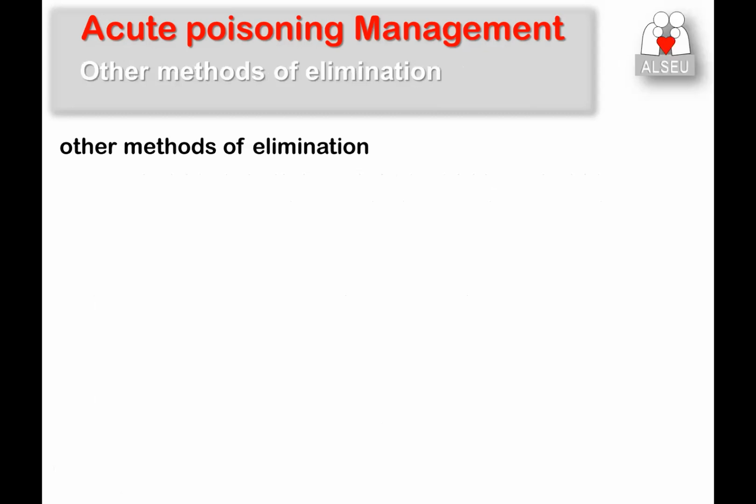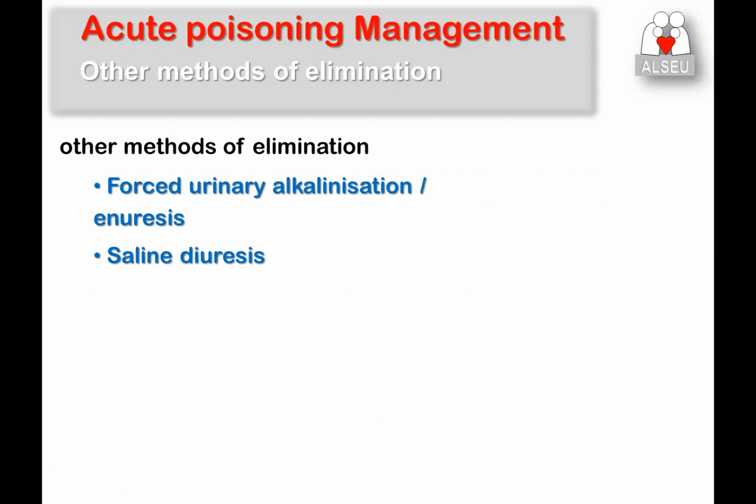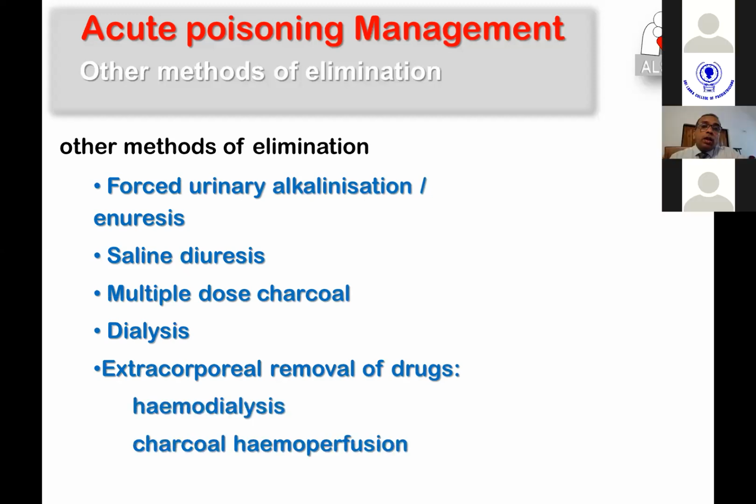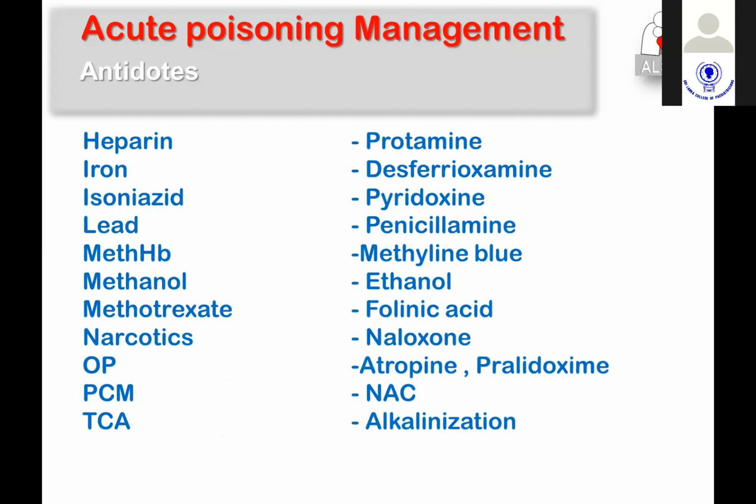There are other methods of elimination as well: forced urinary alkaline diuresis, saline diuresis, multiple dose charcoal, hemodialysis or peritoneal dialysis, usually hemodialysis, intracorporeal removal of drugs, and charcoal hemoperfusion. These procedures are done in advanced toxicology centers for certain poisons.